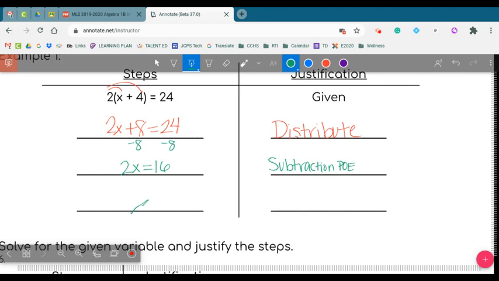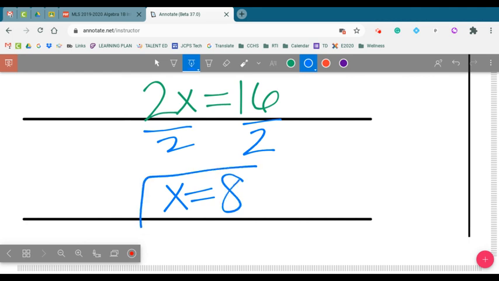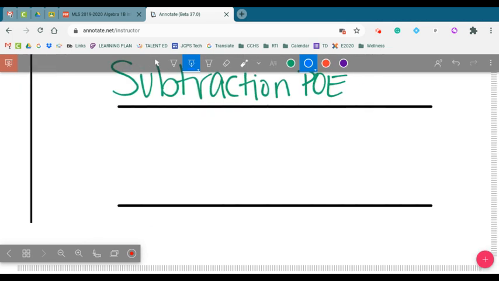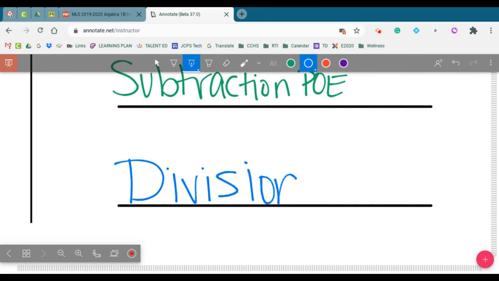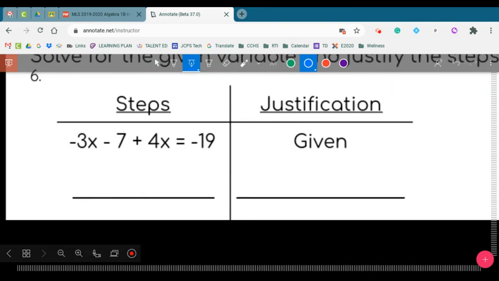Okay, next to get x by itself, I need to divide. So I'm going to divide by 2, divided by 2. So I'm going to get x equals 16 divided by 2 is 8. So since I did it to both sides, it's going to be division. POE. Property of equality, since I did it to both sides. Okay, let's go down and do some more.